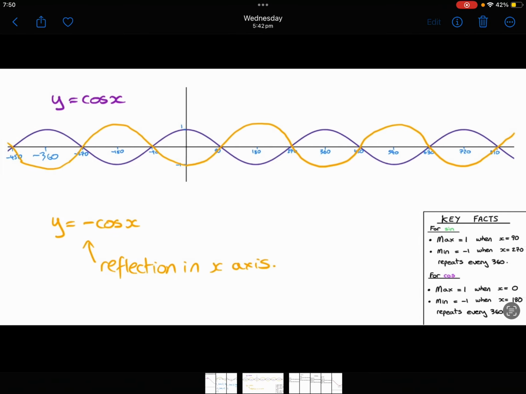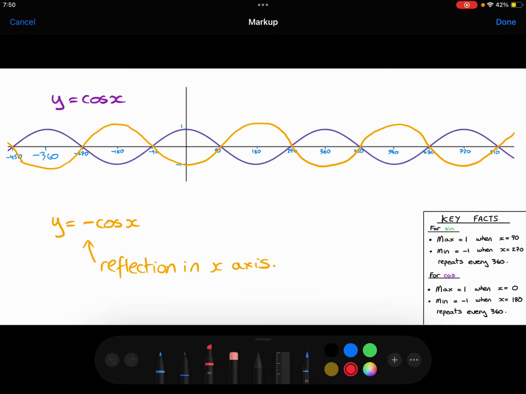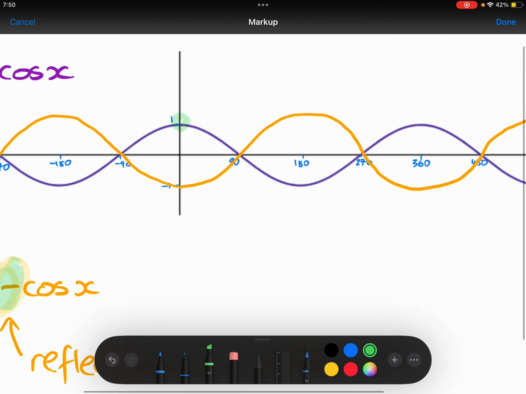One thing to be on the lookout for. If we have a minus in front of the function, like I do here, I've got this minus in front of the cos. Remember, that is a reflection in the x-axis. You can see I've drawn that onto my graph here in orange. I've just reflected the cos graph in the x-axis. The effect then is that all of those maximum points I had before, they've become minimum points now. And the minimum point that I had before has now become a maximum point.